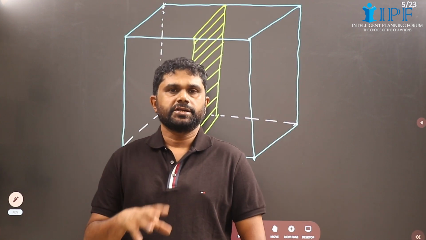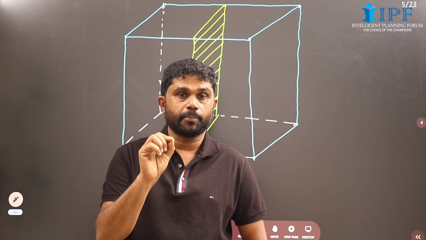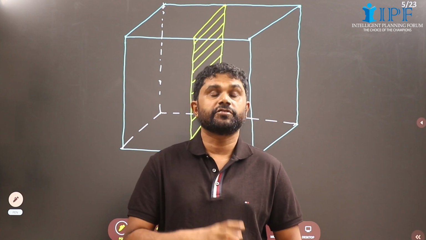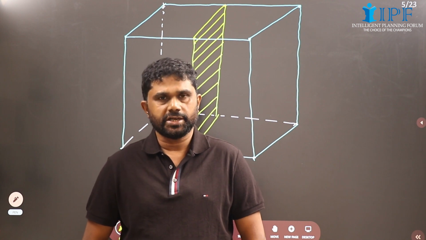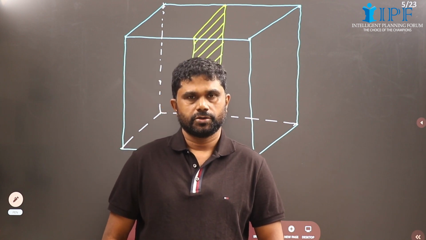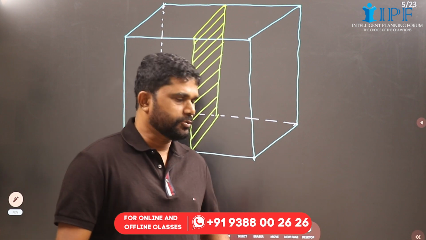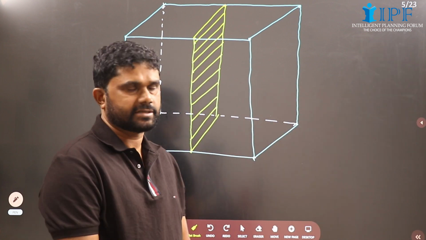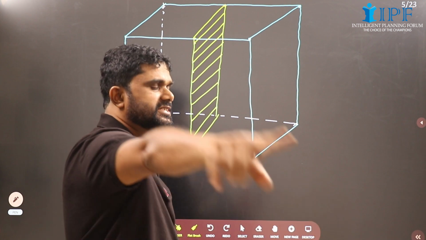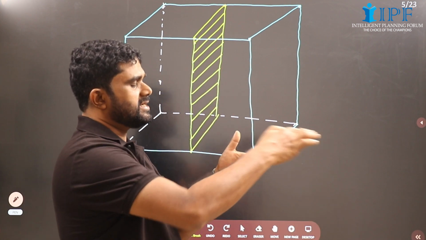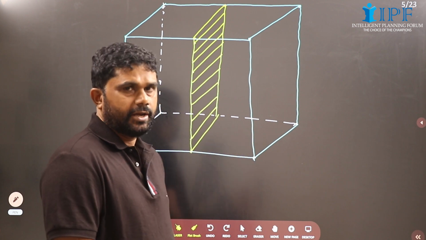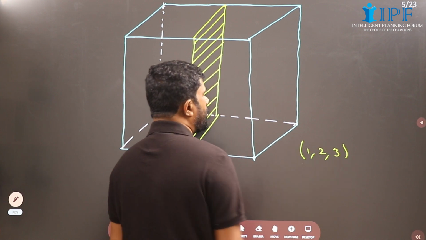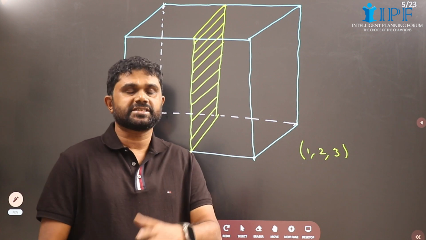Okay. See, in general, in order to represent a point or the position of a particle in three-dimensional space, we will require three coordinates: x coordinate, y coordinate and z coordinate. Now see, suppose this is the x-axis, on the floor, this line. This is the y-axis and this is the z-axis. Now consider a point, say (1, 2, 3). X coordinate is 1, y coordinate is 2 and z coordinate is 3.